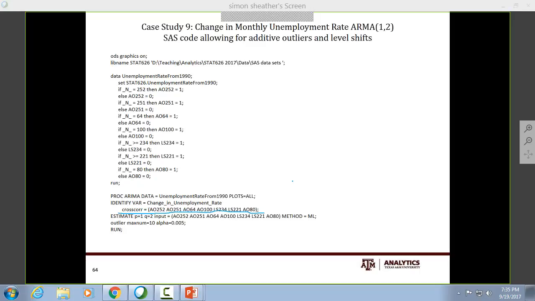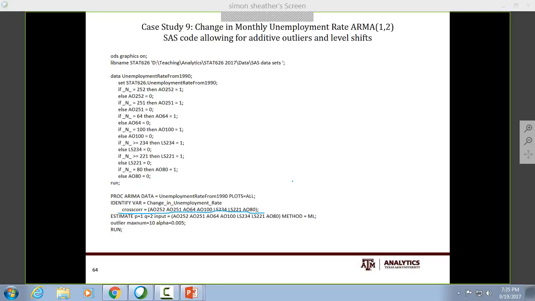Because your dependent variable is already differenced. Yes, we're not doing a differencing in this, yes. So the cross core is this kind of thing that we'll talk about much more in transfer function modeling. You just have to put it here to get SAS to go.